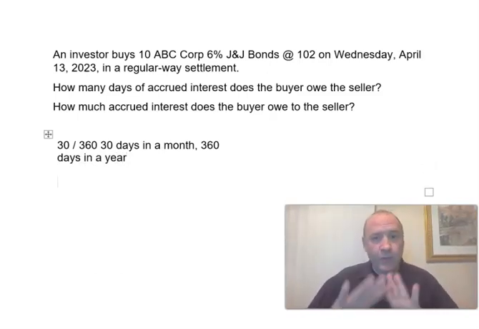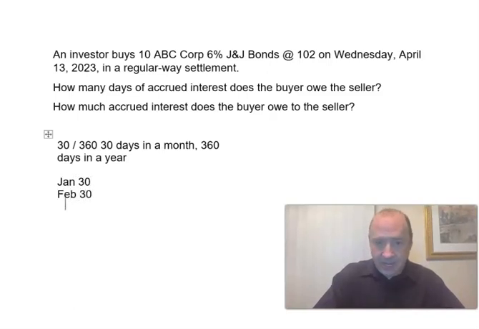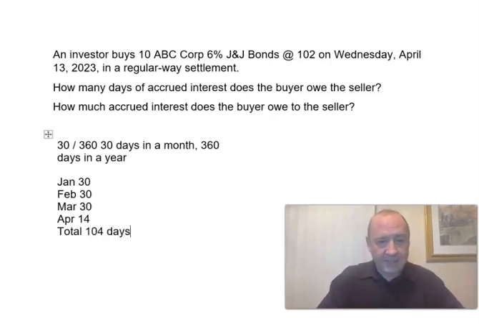Since every month we assume is 30 days long, we're going to count from January 1st: January is 30 days, February is 30 days, March is 30 days, and then in April, we count from the beginning of April until the day before settlement, April 1st to April 14th. There are 14 days in April. So how many days total is that? 30, 60, 90, 104 days. Right. So that's 104 days' worth of accrued interest that the buyer owes to the seller.